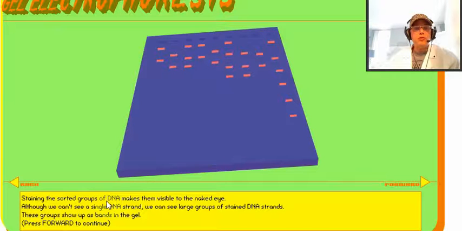Staining the sorted groups of DNA makes them visible to the naked eye. Although we can't see a single DNA strand, we can see large groups of stained DNA strands. These groups show up as bands in the gel.